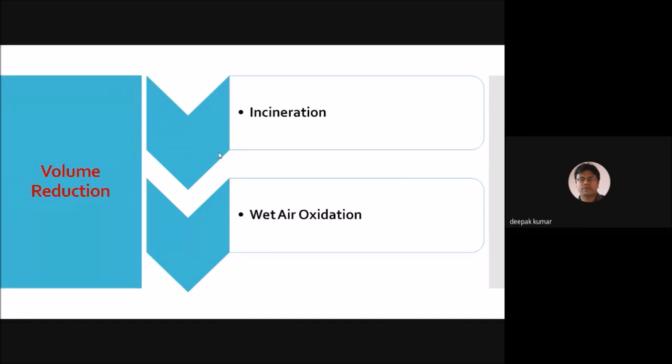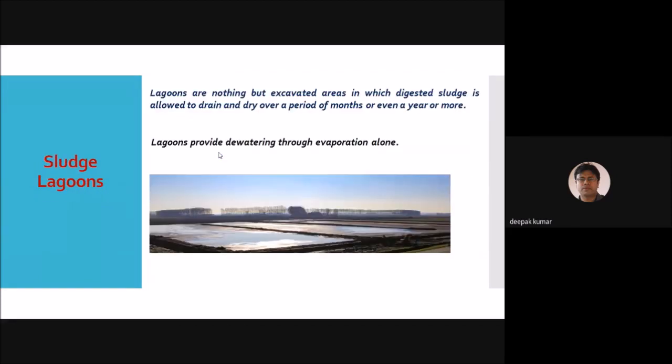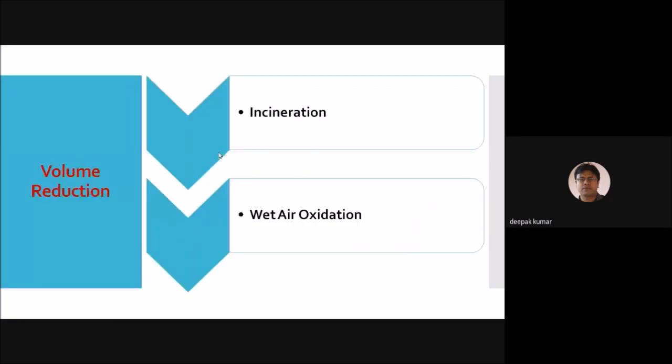So once we have dewatered sludge, our next step is to reduce its volume. Volume reduction is also important. Volume reduction can be done by two processes. One is incineration and another is wet air oxidation. So what is incineration? This is simply combustion, isn't it?